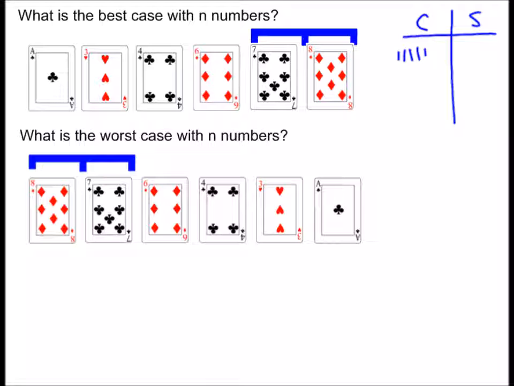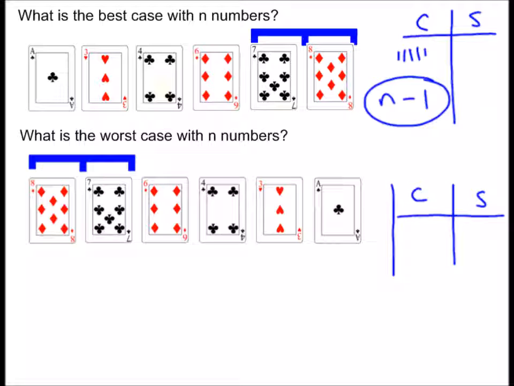So the best possible situation is there's going to be the same number of comparisons as passes, and I know that I'm going to do one less pass than the number of cards. So the best case scenario is if there's n numbers to compare, I'm going to do n minus 1 comparisons, and I'm going to do no swaps. Now the worst case is when the cards are in the opposite order to how I want them. So let's have a look again.